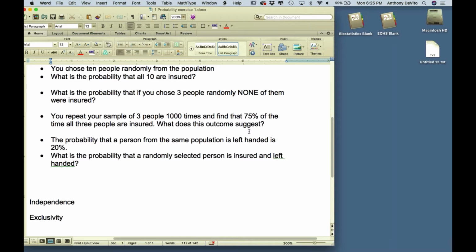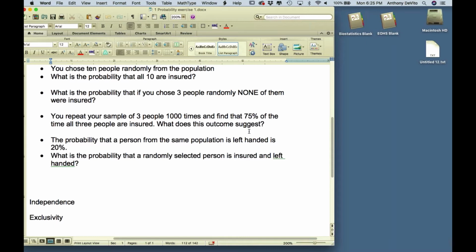back up 1 second. Let me rephrase this. 80% of the population is insured. I randomly select 3 people and ask them if they're insured. I do this once, right? So I may find that it's 0.8 times 0.8 times 0.8, which is 51%. 51% of the time, all 3 of them will be insured.